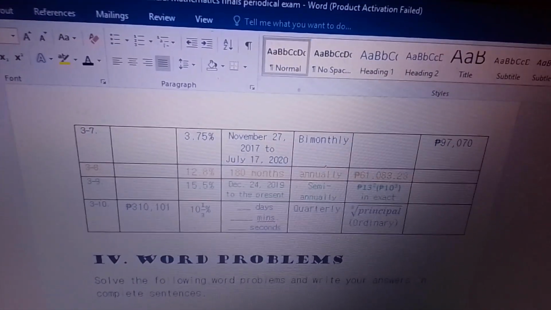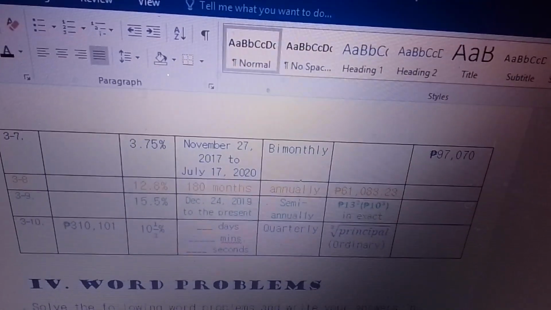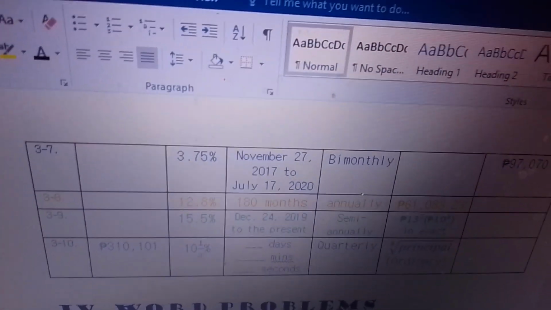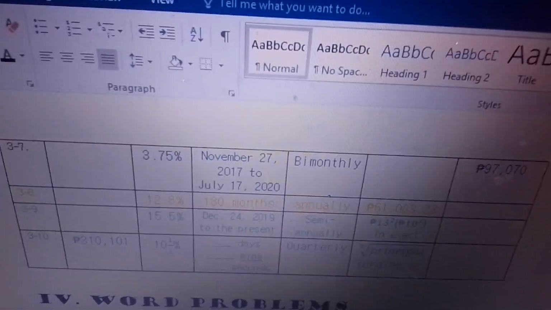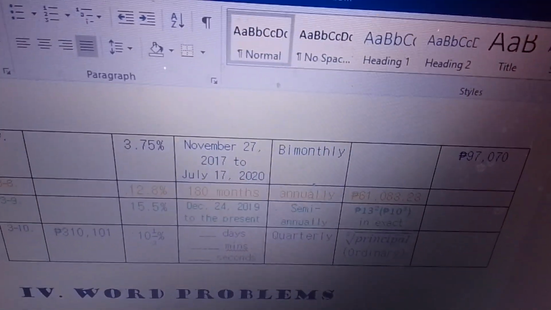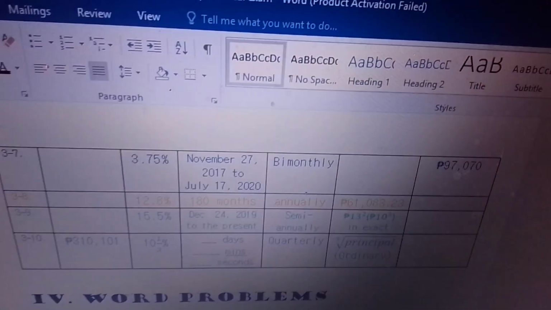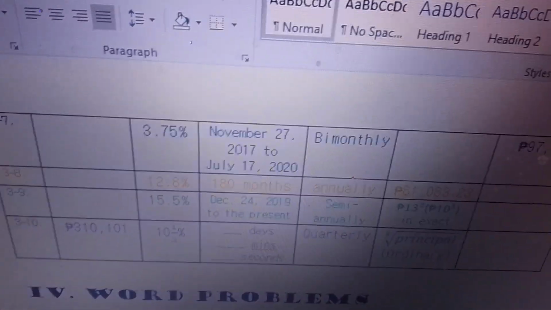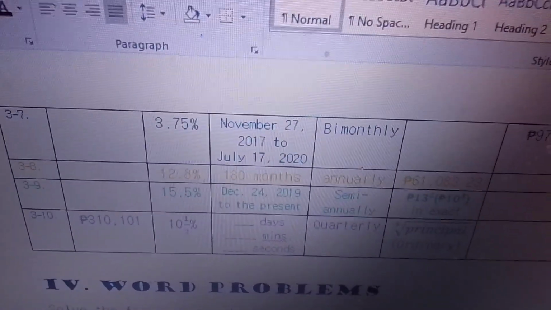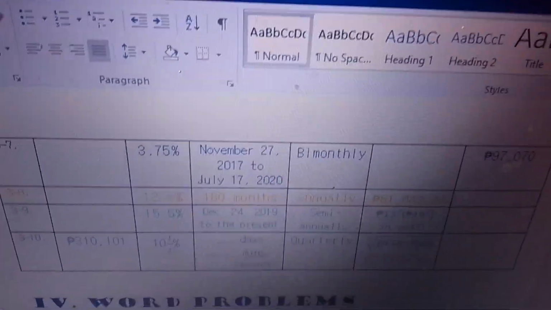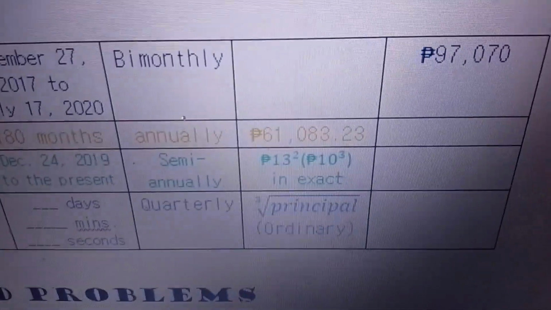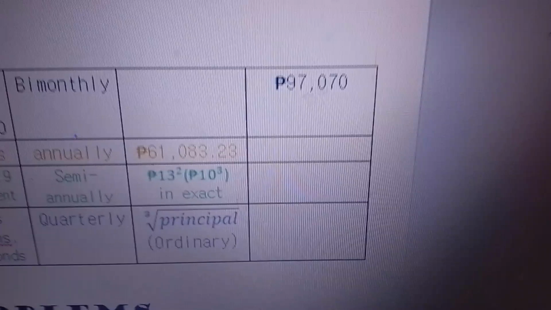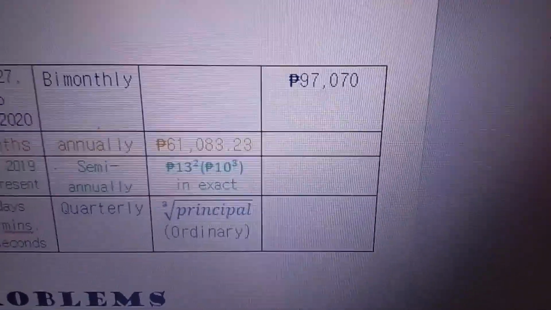On our problem number 8, look, there's no principal given. Our rate is 12.8%. Our time is 180 months. So this one we're going to have to convert, because look at our time unit: it's in months, so we need to convert that into years. And our time unit is annually. So, no problem. And our interest is 61,083 pesos and 23 cents.